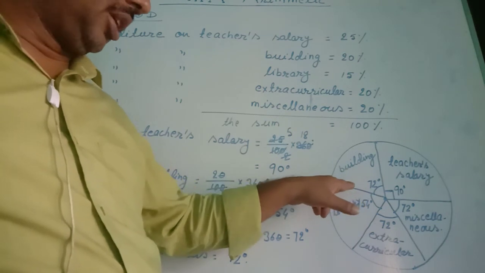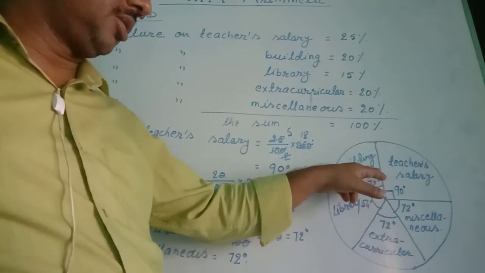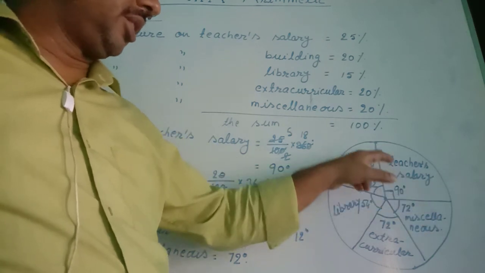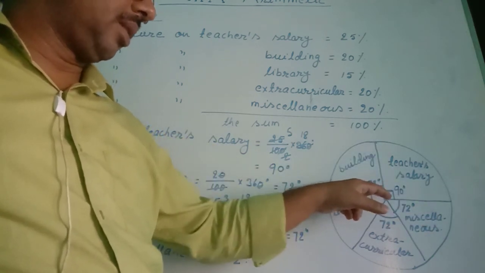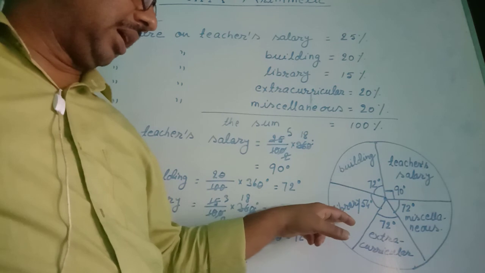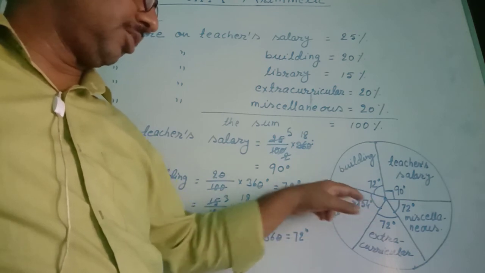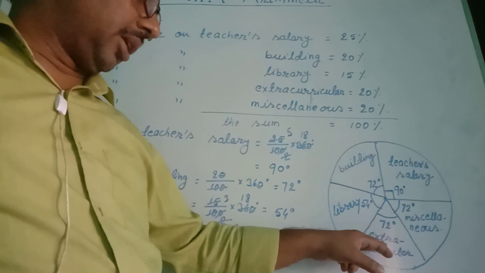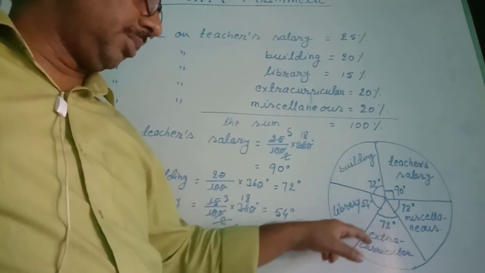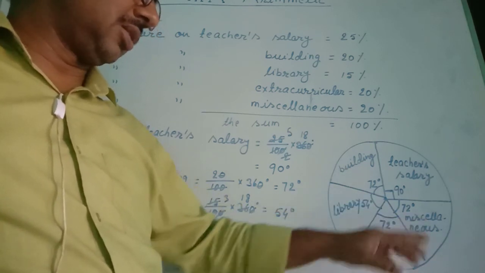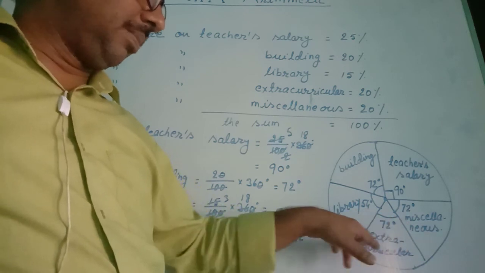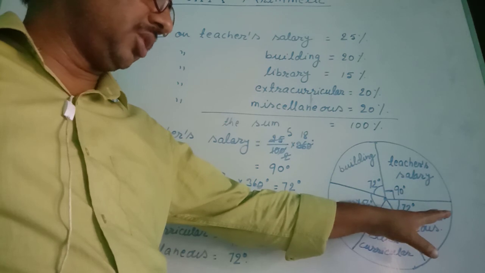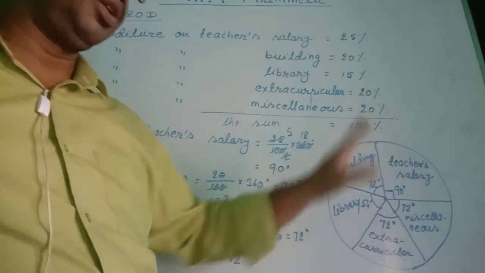And for each item, the base will change. First base, that was our consideration, is this line. Second base will be this one. Third, to draw the angle for library expenditure, this one will be the base. Fourth, to draw the angle for extracurricular activities, this one will be the base. And the last, this. Last, as we have measured, here 72 degrees came. Now last we will not measure, because how much is left, that will be 72 degrees.